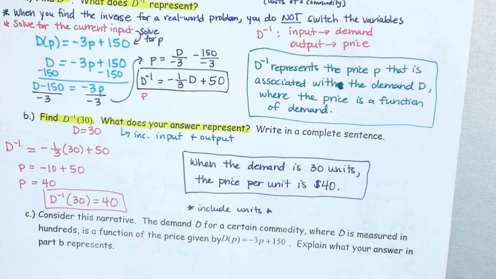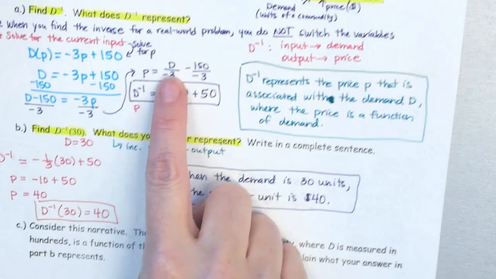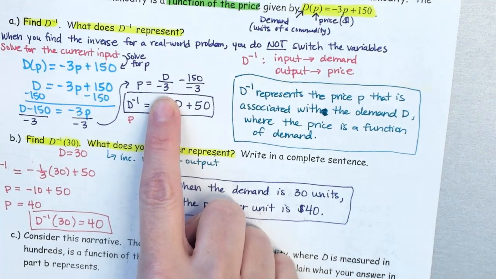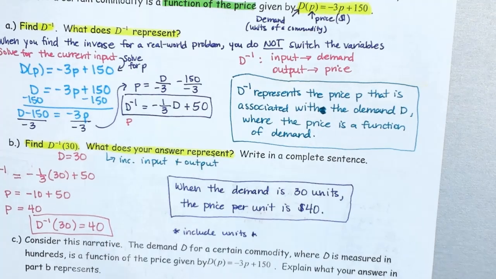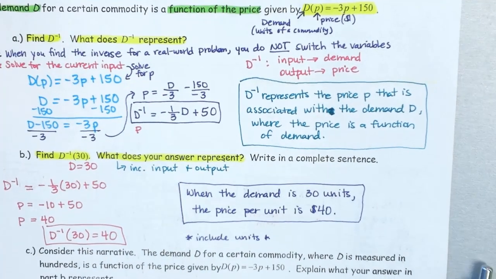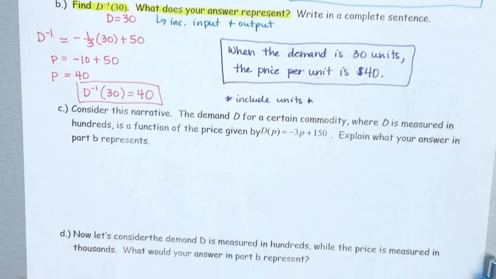Okay, questions for me on that part? I'm just confused as to where you got the negative 1/3. Oh, so for here it was D over negative 3. Oh, yeah, so just like if you had X over negative 3. Yeah. And the only reason why I wrote it like that is because it is linear. And so we can put it in the slope-intercept form.